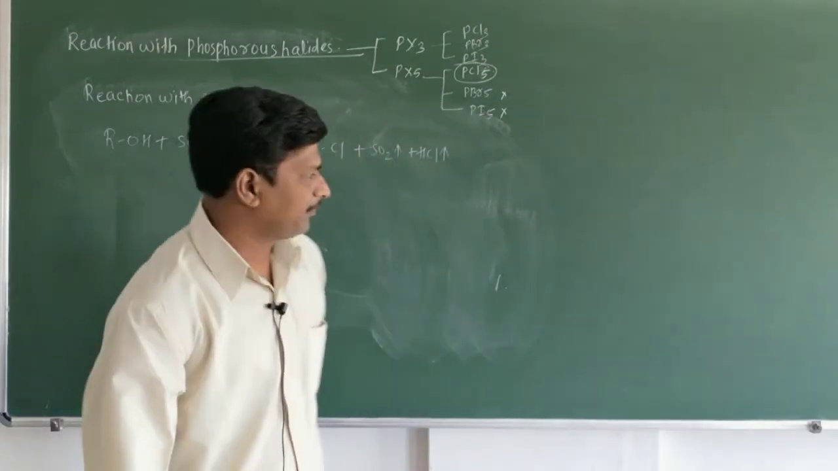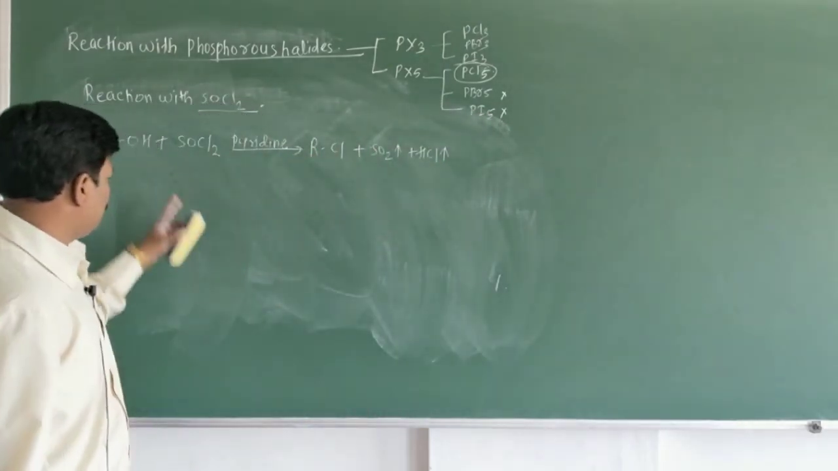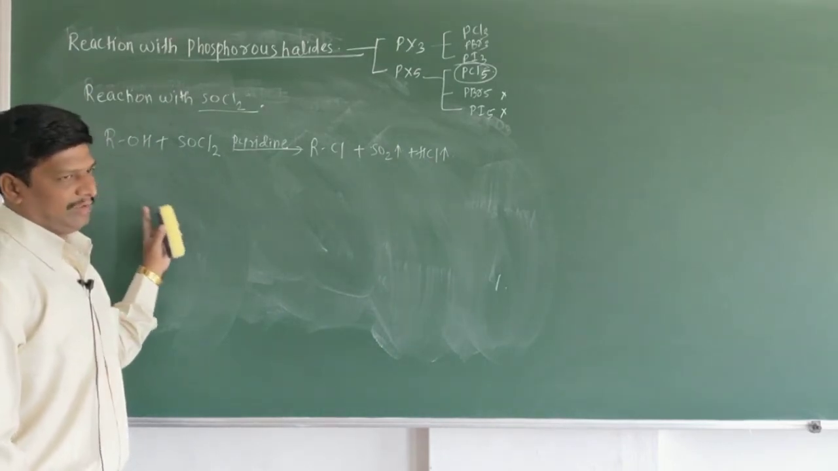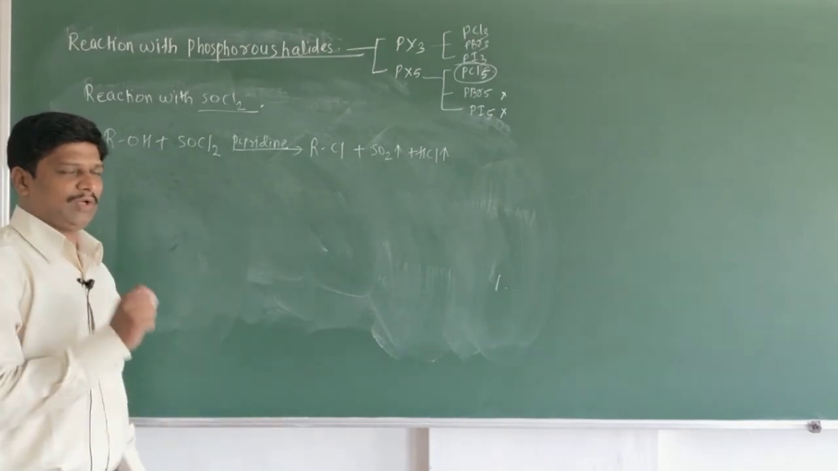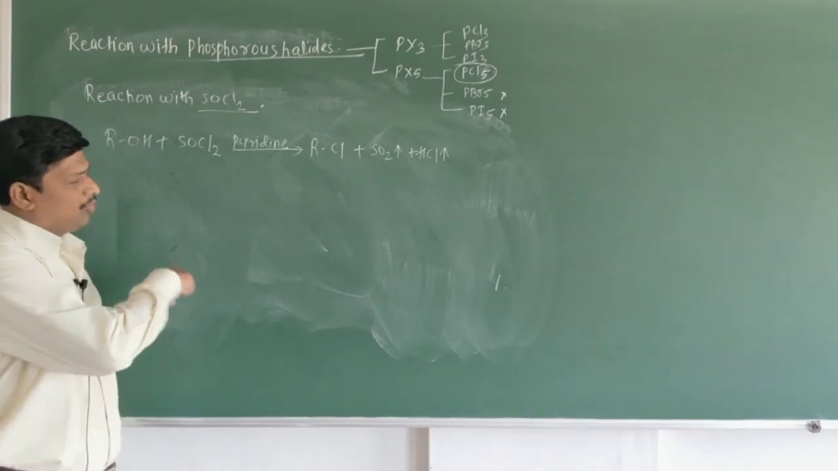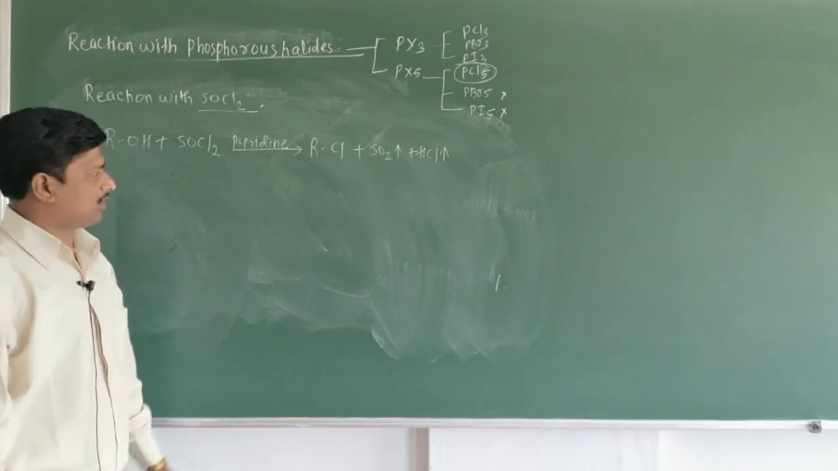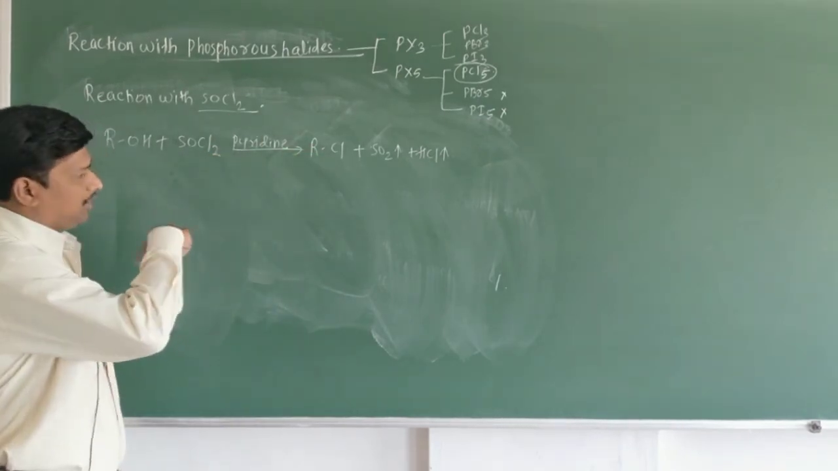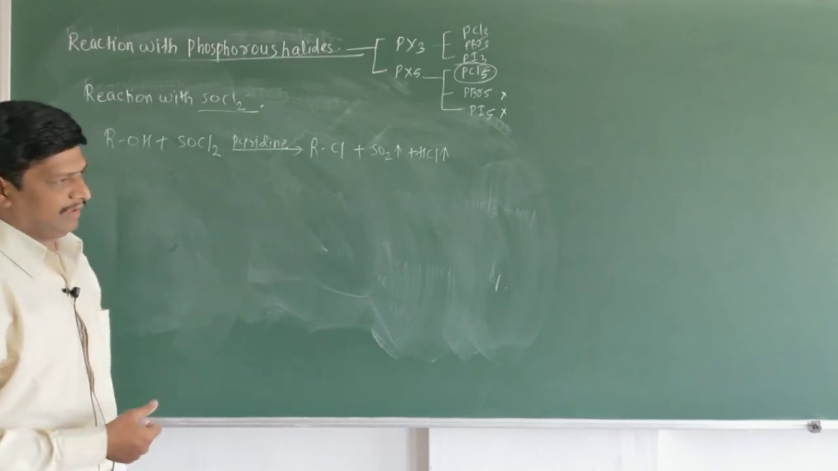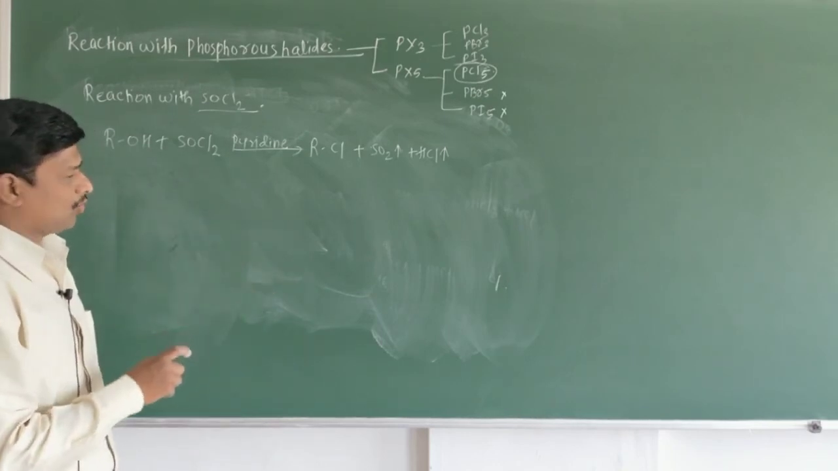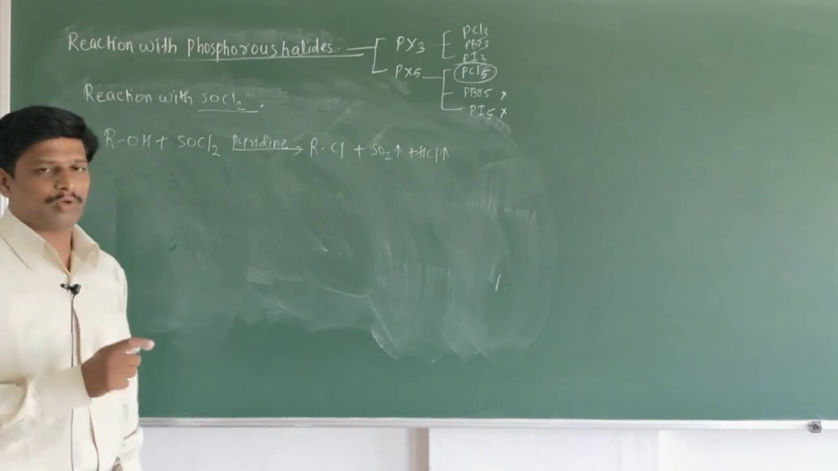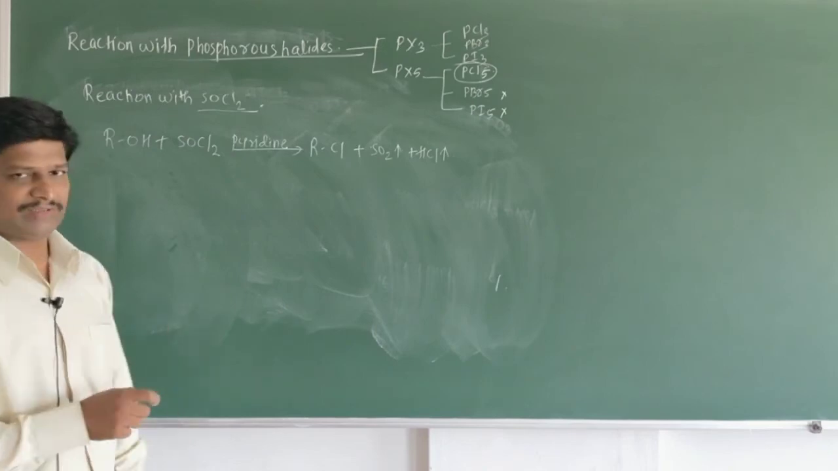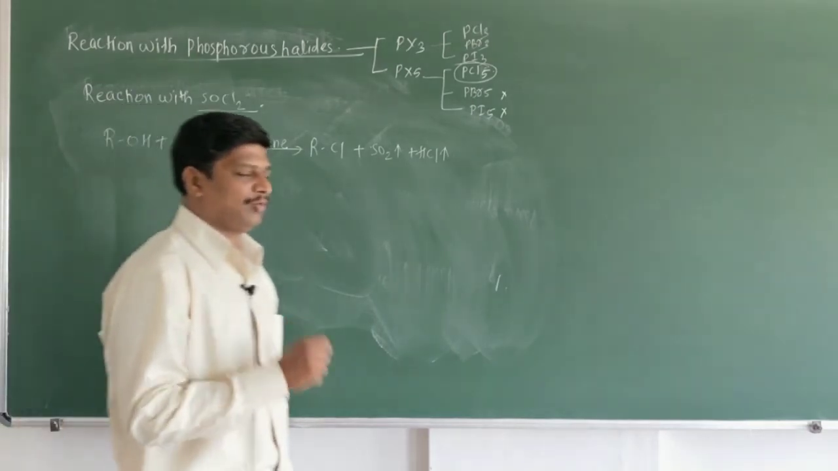Okay, in this reaction also we are going to take primary alcohols, secondary alcohols and tertiary alcohols. In one sentence: primary alcohols react with thionyl chloride to form primary alkyl chlorides, secondary alcohols react with it to form secondary alkyl chlorides, and tertiary alcohols react with it to form tertiary alkyl chlorides. Okay, so this finishes the reactions of the monohydric alcohols.